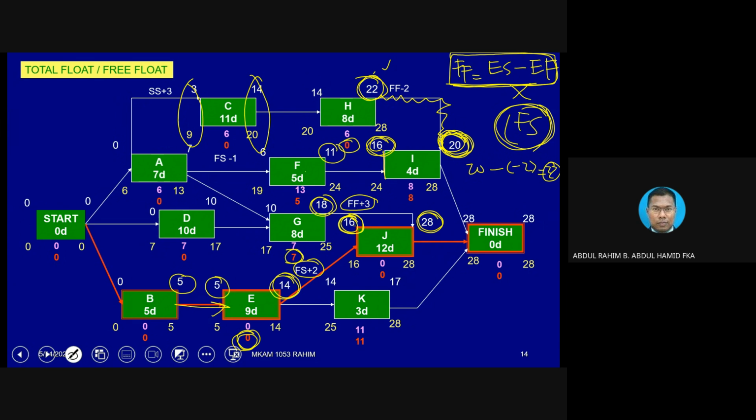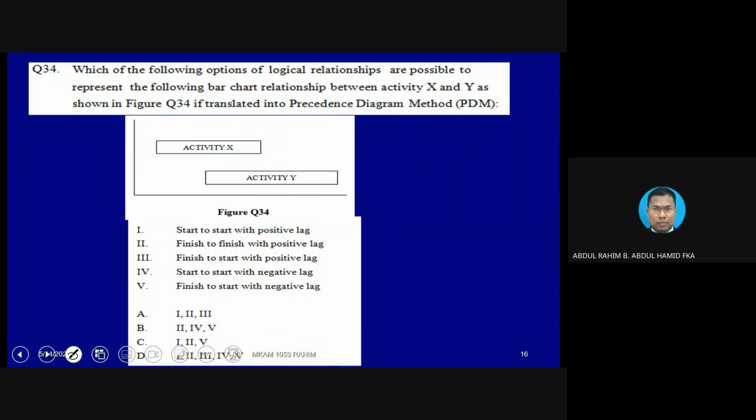And free float will not appear everywhere. If you notice in this diagram, most of the activities have a free float value of 0, only selected ones. And you know already, when many activities go into a subsequent activity, one of them could have the free float value. You know already where to zoom in. All right.